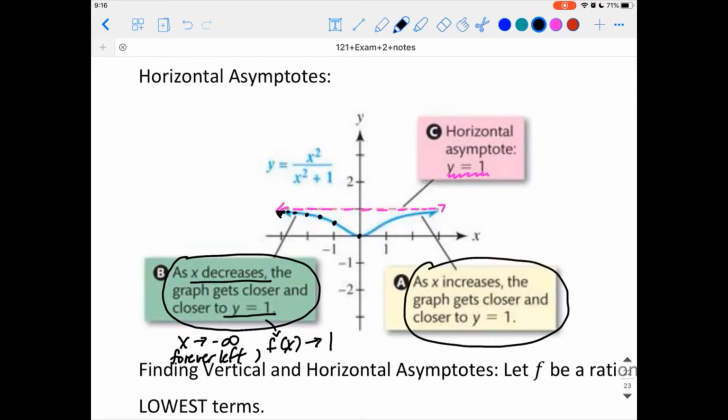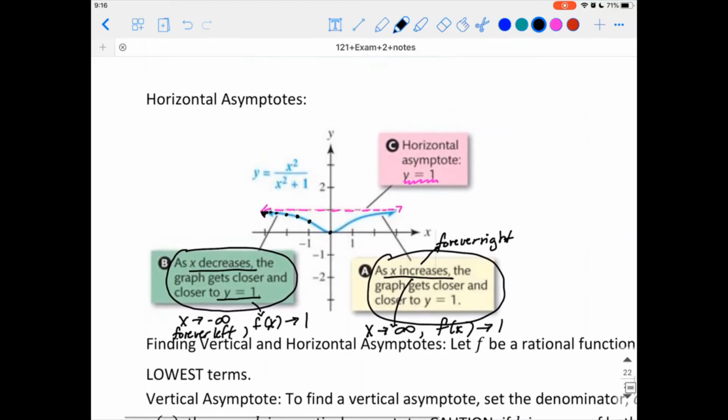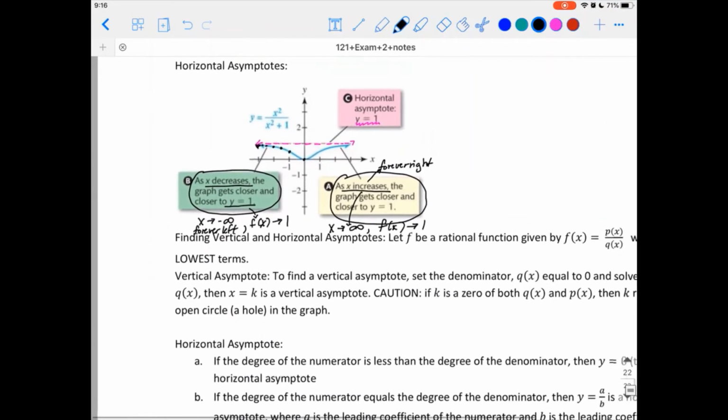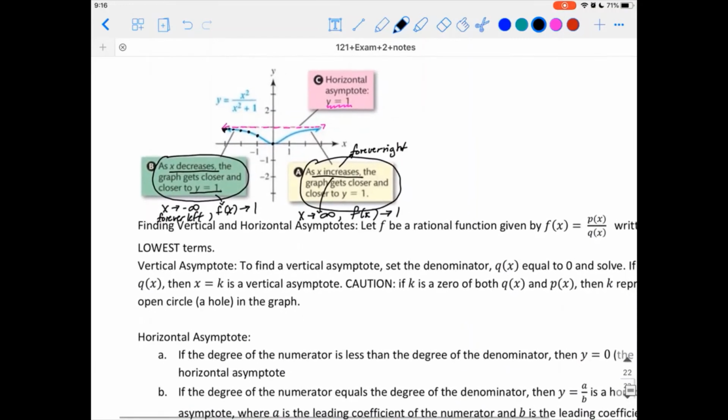So now let's do this one. As x increases, the graph gets closer and closer to y equal to 1. So as x increases means as x heads towards infinity, because it's headed forever right. So I'm going to put that here. f of x is approaching 1. So just a little tidbit of what's gonna be in your future, so that we're ready for it, in case that's where we're headed.